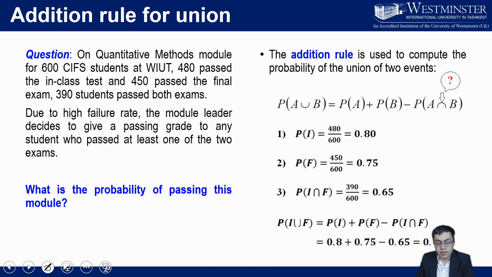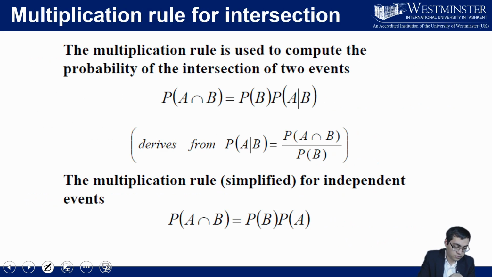So the probability of passing the in-class test is this, which is 80%. Probability of passing the final exam is 75%. And the probability of passing both the in-class test and the final is 65%. So the probability of passing either the in-class test or the final is going to be 90%.